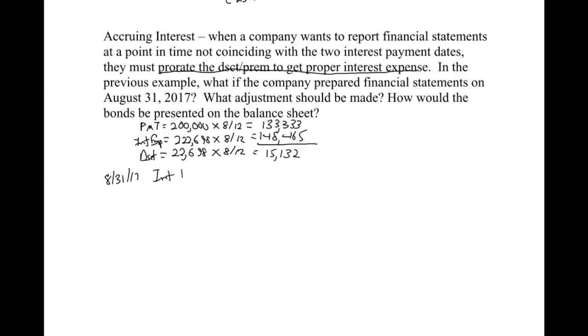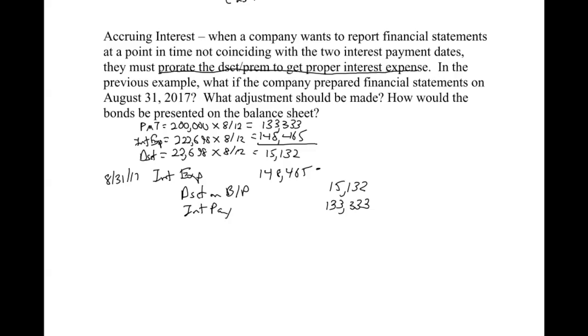I'm going to debit interest expense for 148,465. I am going to credit the discount on bonds payable for 15,132. And then I'm going to have interest payable, because remember, this isn't an interest payment date. I'm not paying interest now, I'm just accruing it. The payable reflects that I owe it, but this interest expense is now put in the correct time period. When I get to 12/31/17, when I actually pay it, I would recognize 4 more months of interest expense and take the payable off the books.